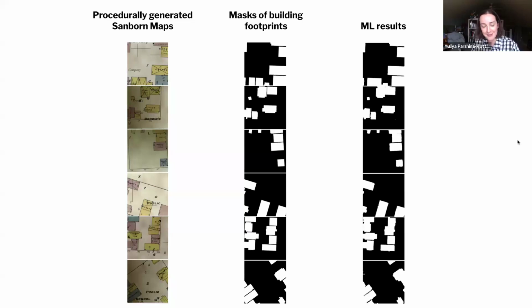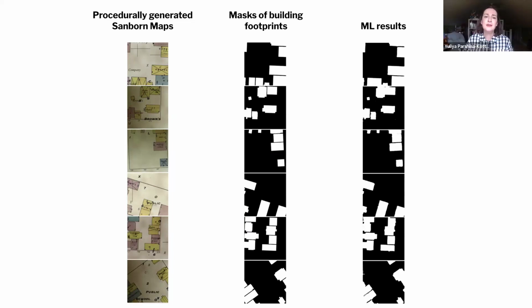But we did not have access to a variety of visuals at the time. So he actually procedurally generated Sanborn maps that were fake maps. He generated a lot of fake maps that shared a lot of characteristics of real maps, and he used those fake maps to show the algorithm what a building footprint was. So he had these procedurally generated fake Sanborn maps.